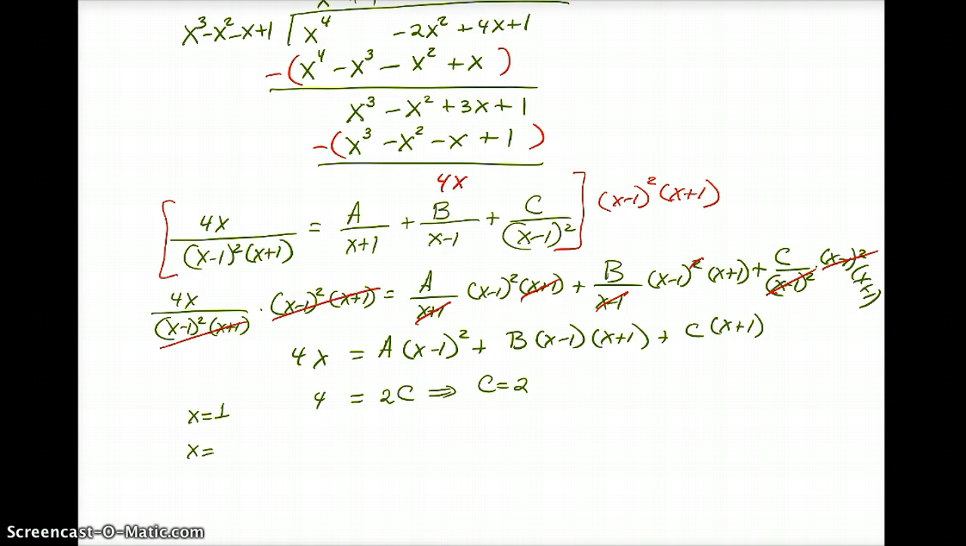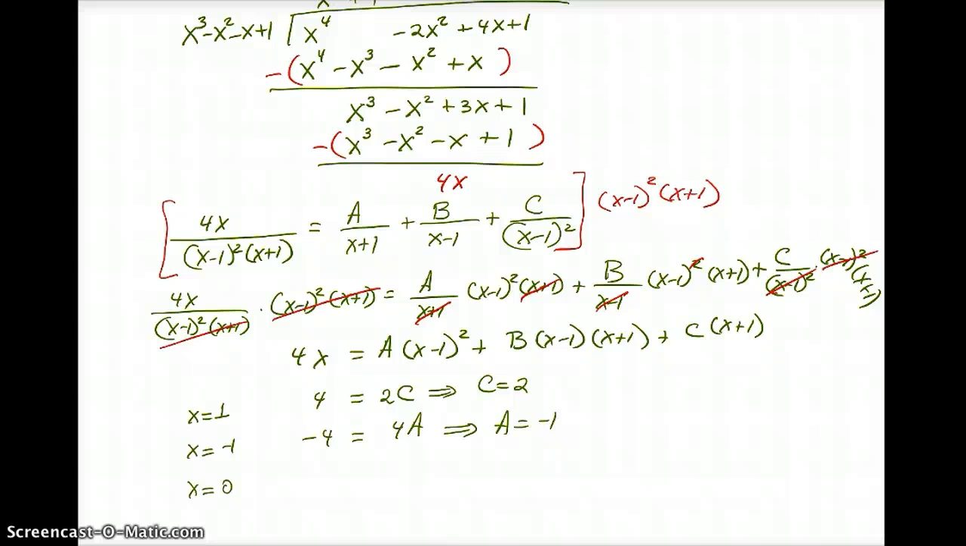And if I let x be minus 1, then I get minus 4 on the left, and I get minus 1, so 4a. And then the b term is 0 and the c term is 0, so a is minus 1. At this point, we don't really have any other nice values of x to plug in, but we could just do one that maybe isn't quite as nice. So x equals 0 is usually a good choice.